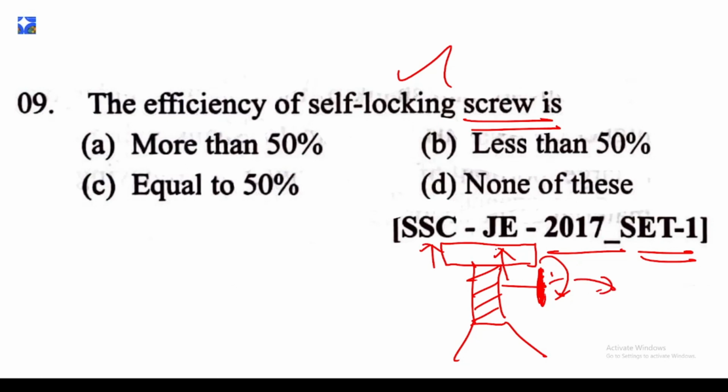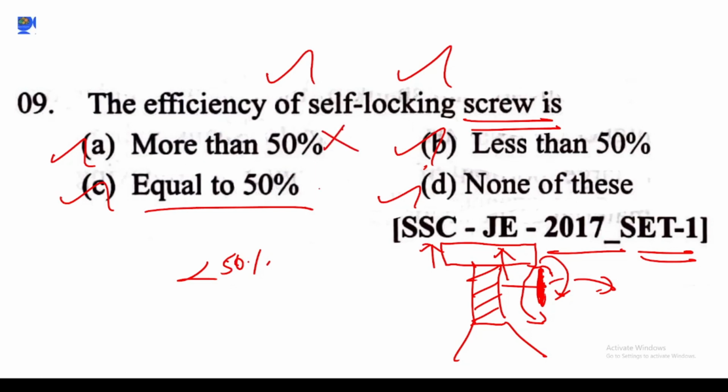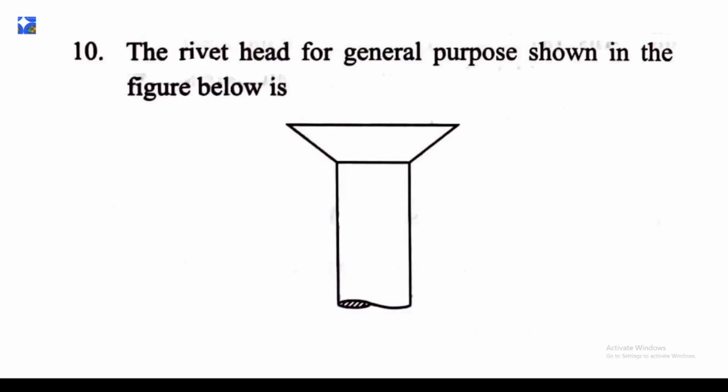It stays at that position. It remains at that position. It doesn't come down. To make it come down, you have to rotate in the opposite way, right? So they are asking the question: the efficiency of the self-locking screw is what, by how much? Option A more than 50 percent, option B less than 50 percent, option C equal to 50 percent, and option D none of these. Generally the efficiency of a self-locking screw is lesser than 50 percent. You can't say exactly equal, or even more than. More than is not at all possible, so it is lesser than 50 percent. So option B would be the correct answer. So let's move on to the next question.